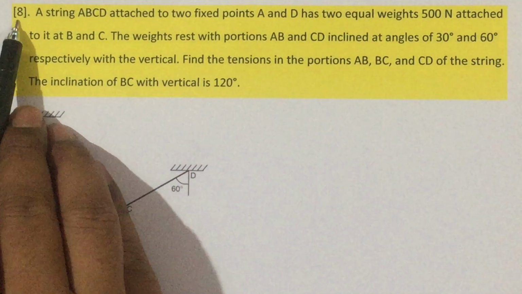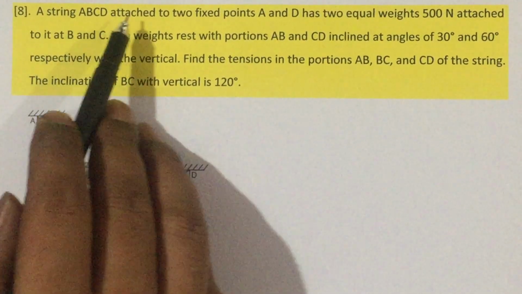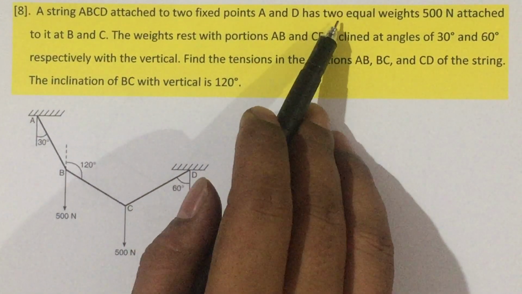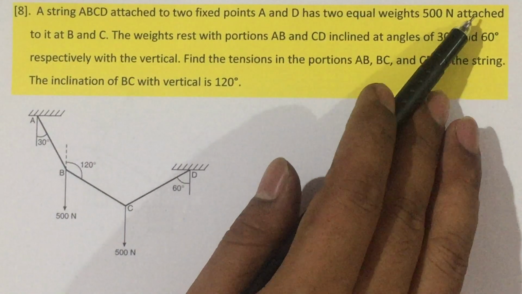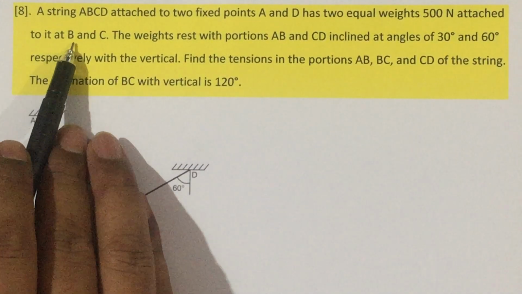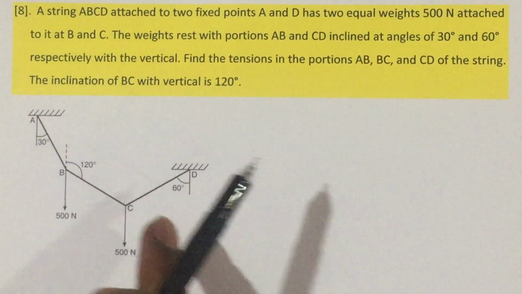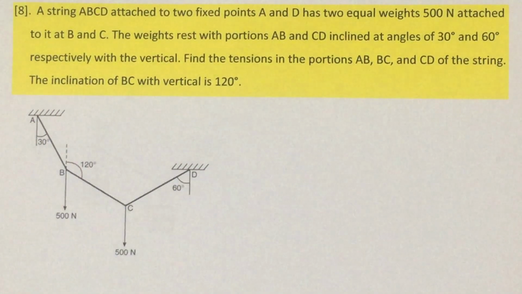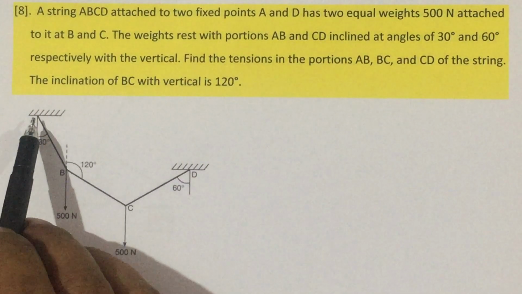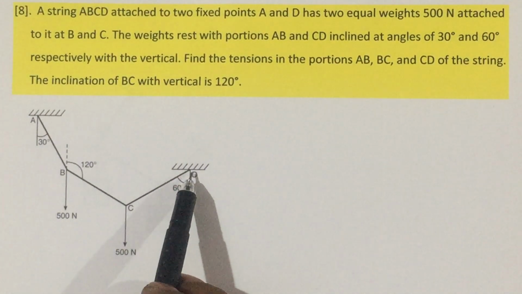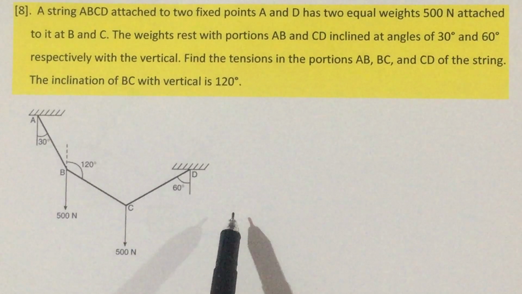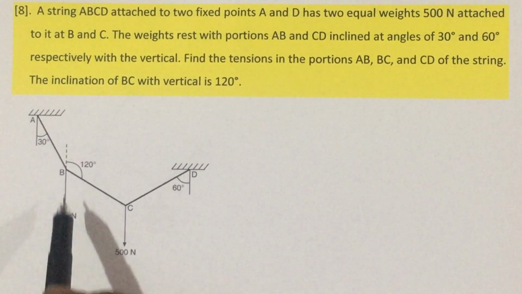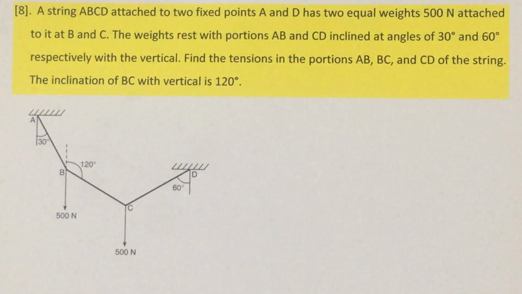Hi, the problem number 8. A string ABCD is attached to two fixed points A and D. It has two equal weights of 500 Newton attached to it at B and C. So, this is the string A, B, C, D, fixed at two points, one at A and another at D, and it has two equal weights, that is 500 Newton, attached at B and C.